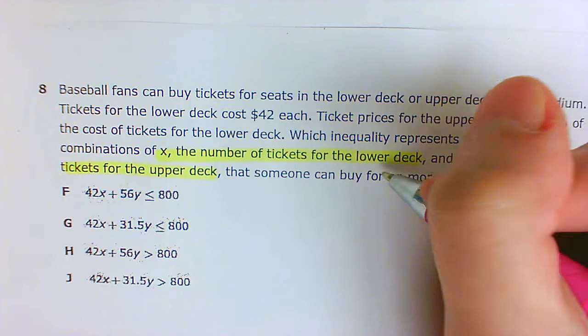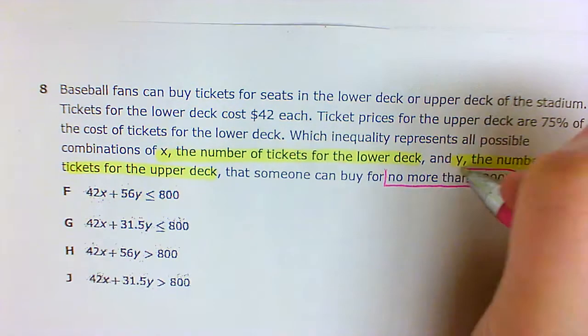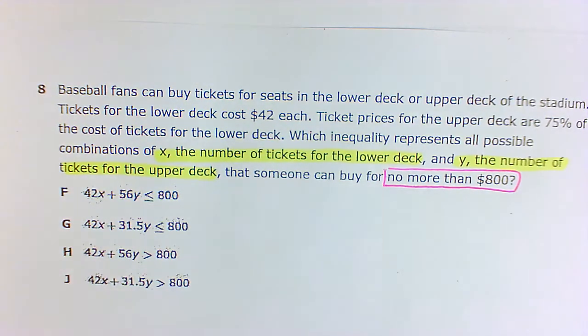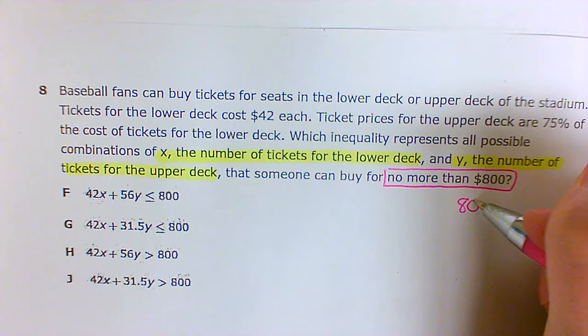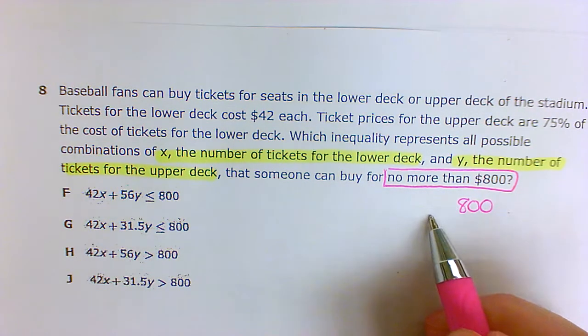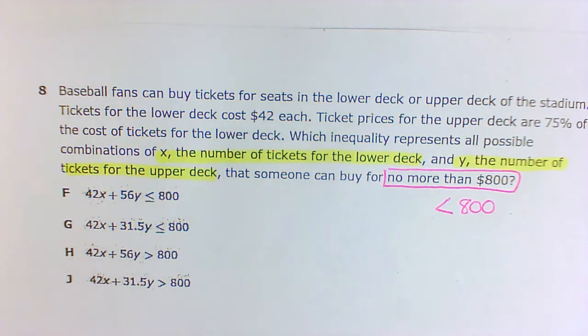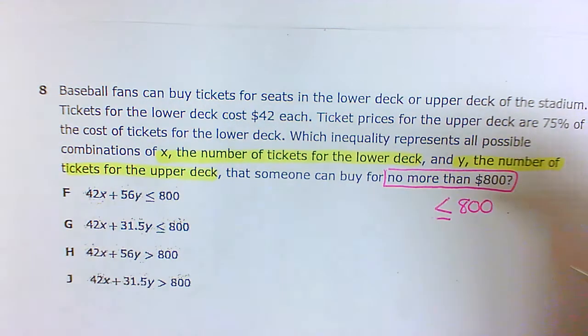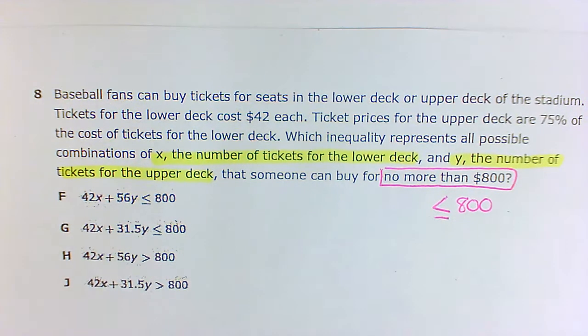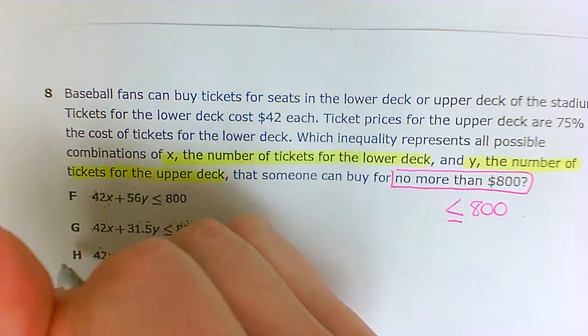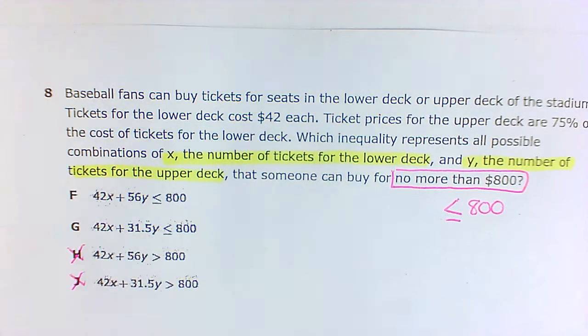Okay, now the very first thing that I'm going to take care of is right here. When you say you have no more than $800, that does not mean that you have more than that. You have less than $800. Now, no more than 800 means it could also be equal to that, because 800 is no more than 800. So right away, I'm going to get rid of 2 of my answer choices. So H and J are gone just from dealing with the inequality.